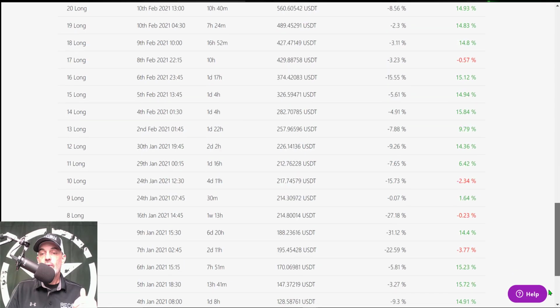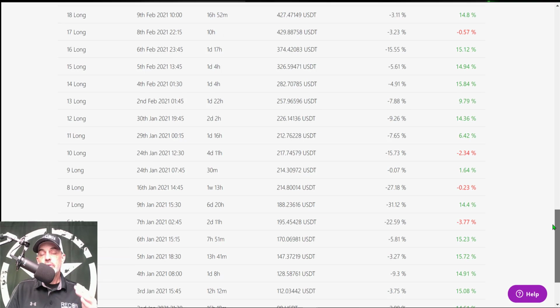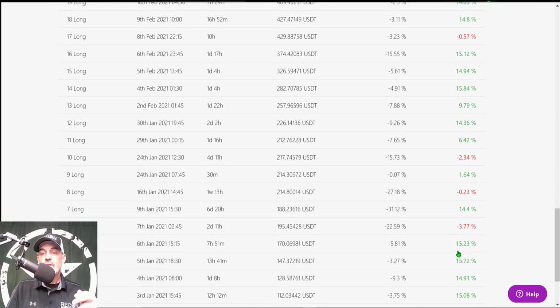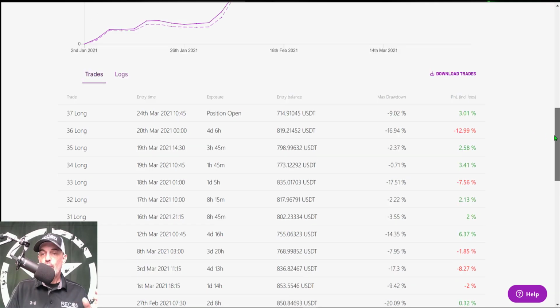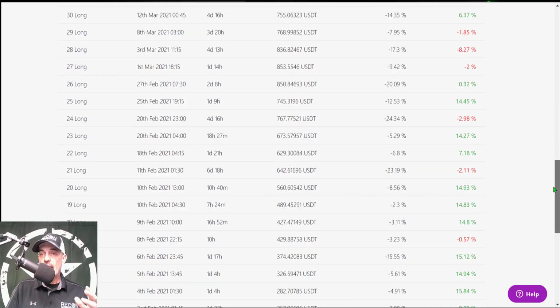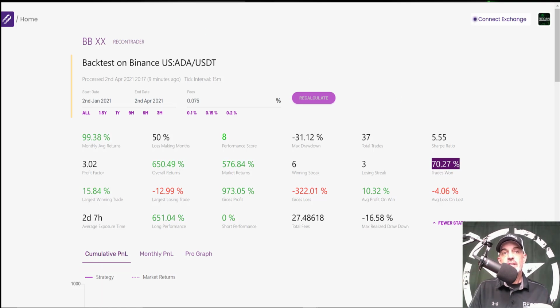Now, we start out with several nice wins in a row. And it is important to note that ADA had a heck of a run during January and some of February. And we can see big wins versus very small losses. And we do have the one big loss. That's our biggest loss, that 13%. But overall, we're seeing a lot more wins than we are actual losses. And that is where this 70% trades won comes in. We're winning more. And even if we had some smaller wins, we are still winning the battle in the long run. So the backtest looks good. Let's get this bot deployed.